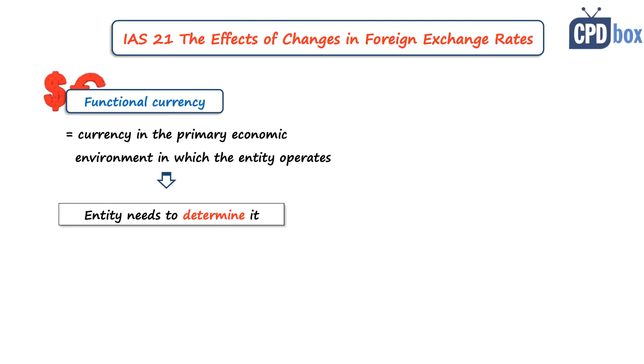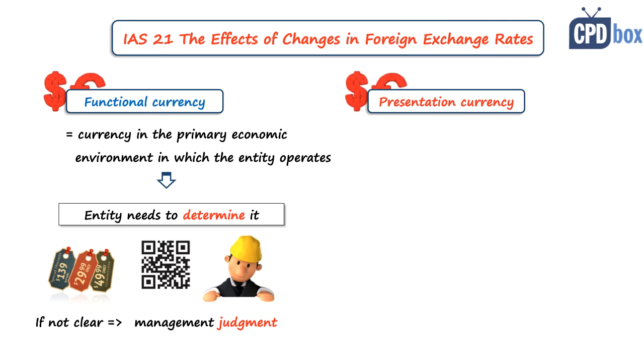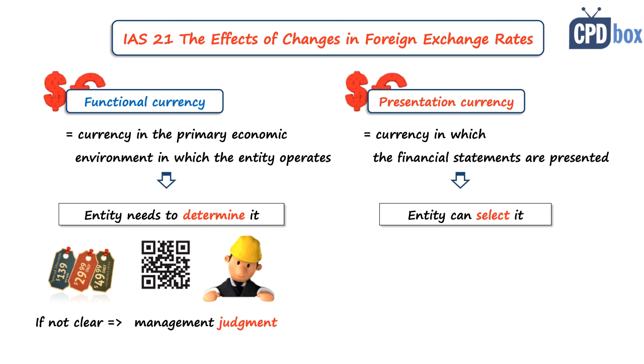So in general, the functional currency is the same as the currency in the country where the company is located, but that's not always the case. It's basically the currency that influences sales prices, prices of goods and services, companies' labor costs, and so on. And it also really depends on the transactions of the specific entity. Sometimes it's not really clear what a functional currency is, and in this case, management must use its judgment to determine that. On the other hand, the presentation currency is a currency in which the financial statements are presented, and you can select a presentation currency. So it can be whatever you like.